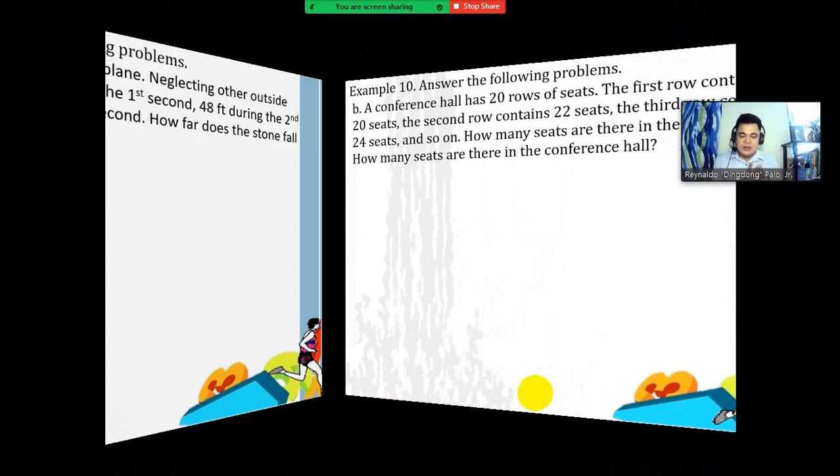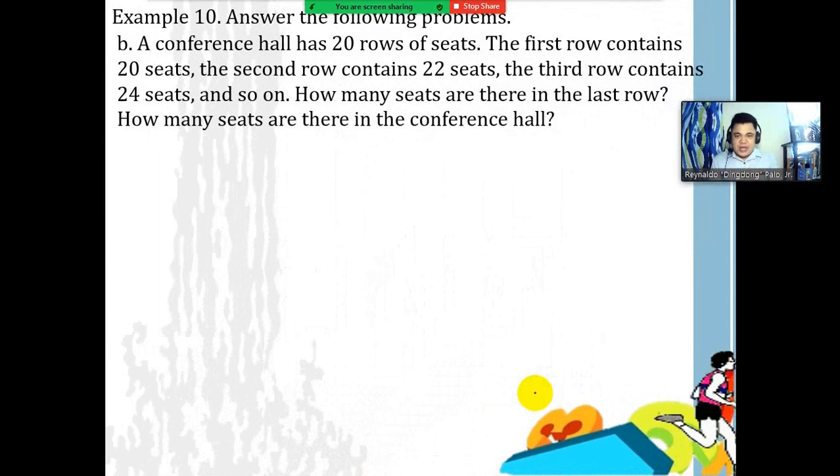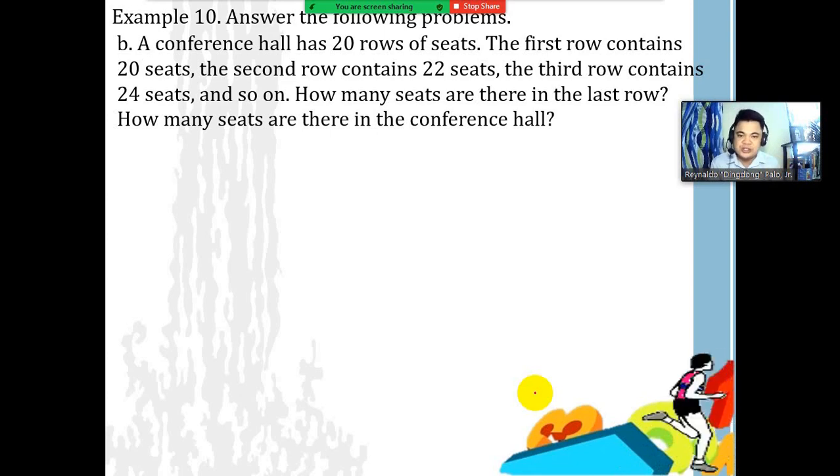Next, a conference hall has 20 rows of seats. The first row contains 20 seats, the second row contains 22 seats, the third row contains 24 seats, and so on. How many seats are there in the last row? How many seats are there in the conference hall? In this specific example, guys, we need to answer two questions: how many seats are there in the last row, and how many seats are there in the conference hall.